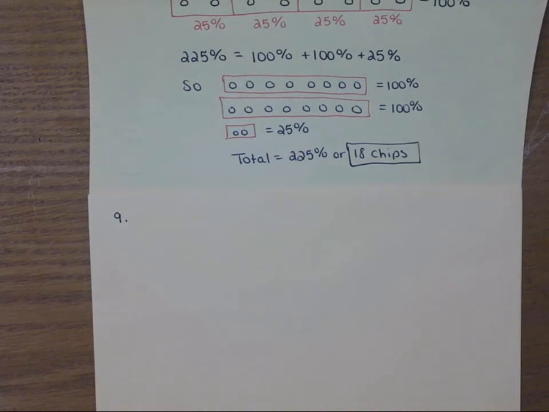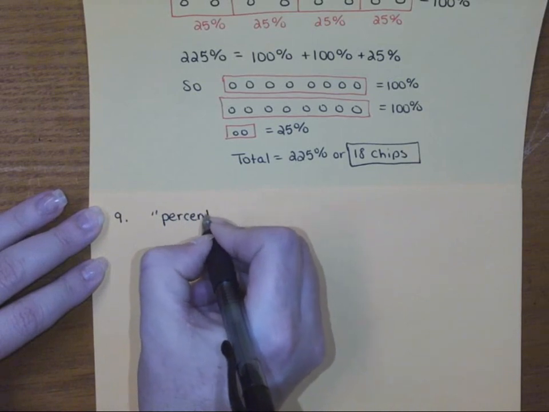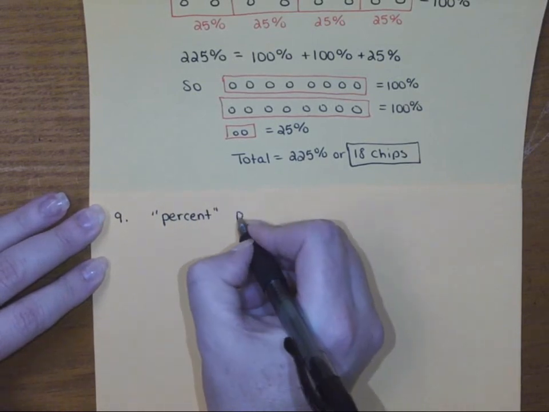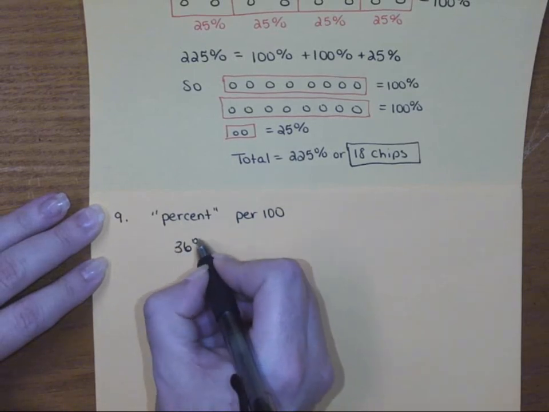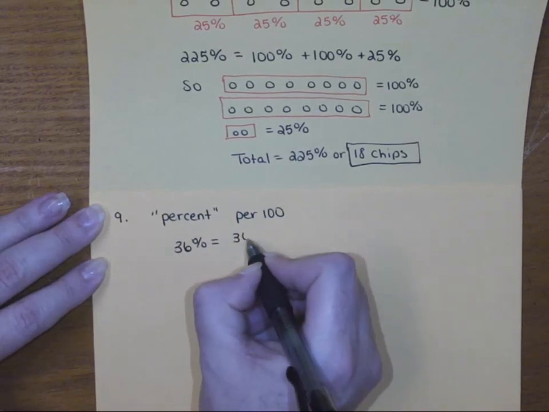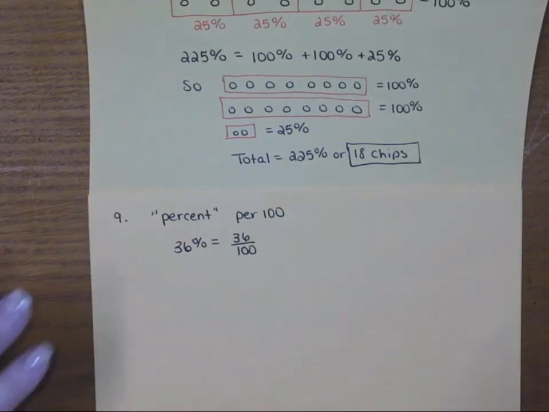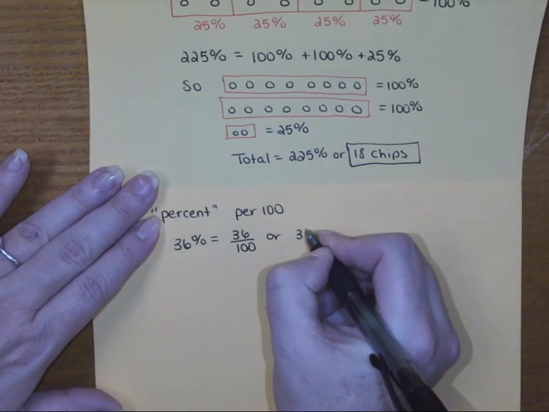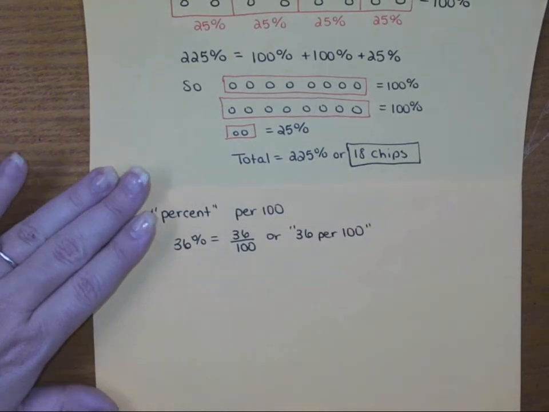All right, number 9, explain in your own words what 36% means. Okay, so we discussed this in one of the videos as well when I introduced percent. Percent literally means per 100. So when you see 36%, quite literally the name means 36 out of 100, or 36 per 100, if you wanted to say it like that.